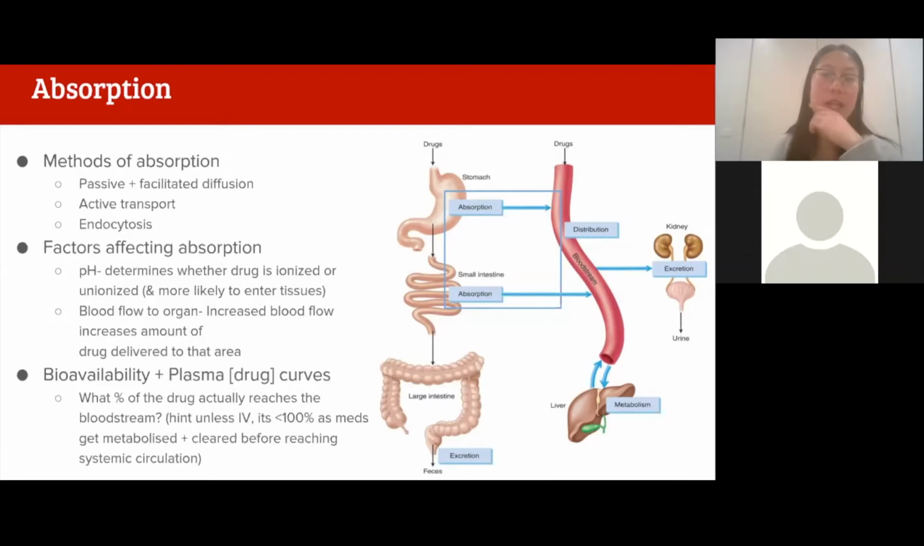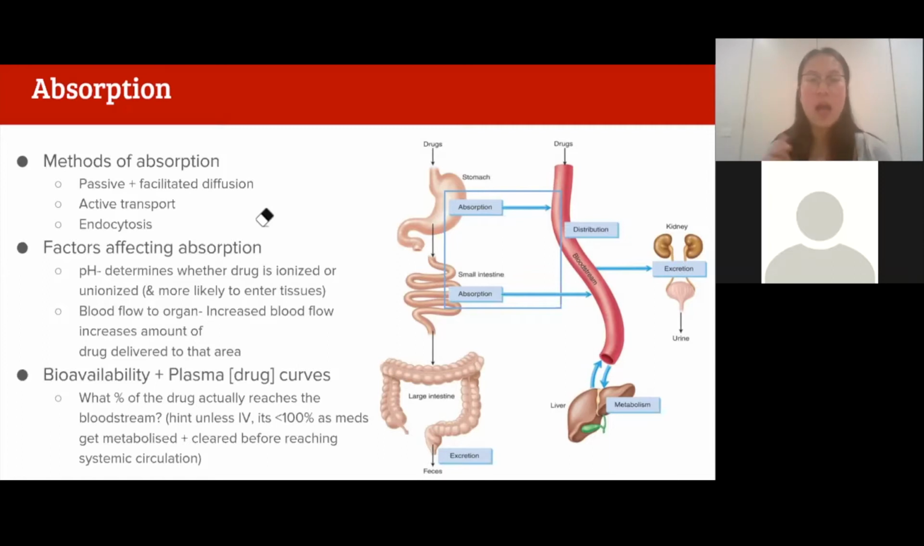The last one is endocytosis, and we use endocytosis when the cell membrane engulfs the drug because the drug's just too big. It's too big to diffuse or go through a channel protein or whatnot. So we physically engulf the drug to help it enter the cell. So those are the methods of absorption. In terms of the factors affecting absorption, there's a couple. So there's pH that can determine whether a drug is ionized or in its unionized form.